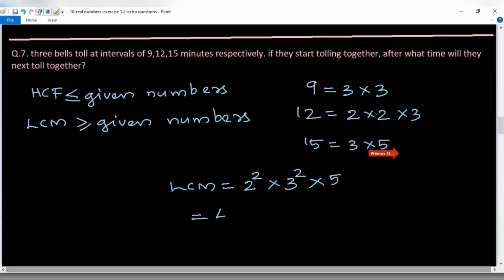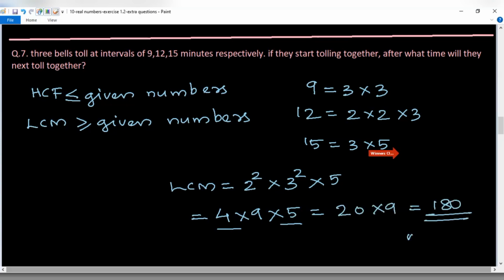2 into 2, 4. 3 into 3, 9. And 5. So 4 into 5. First, let us do that. 4 into 5 is 20. 20 into 9. 9 into 2, 18. So it is 180 minutes. After 180 minutes, they'll toll together.